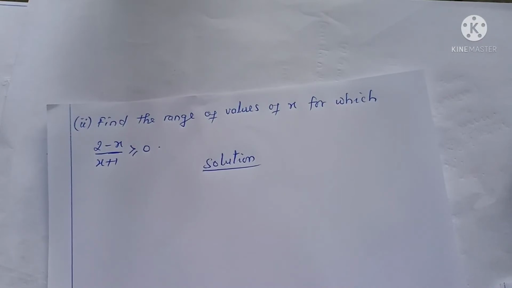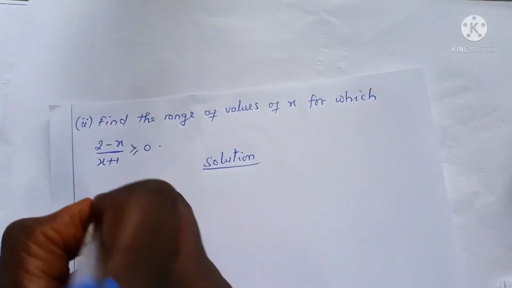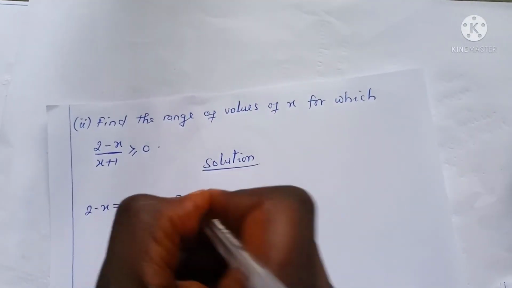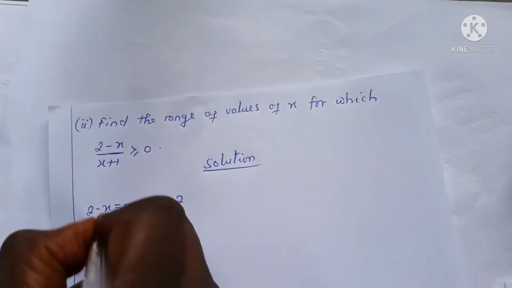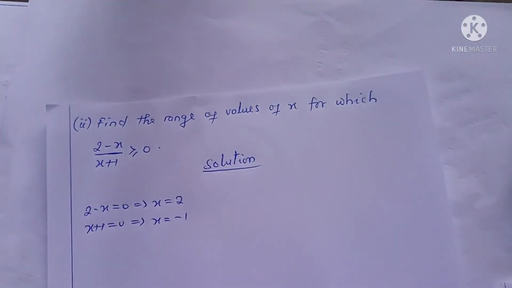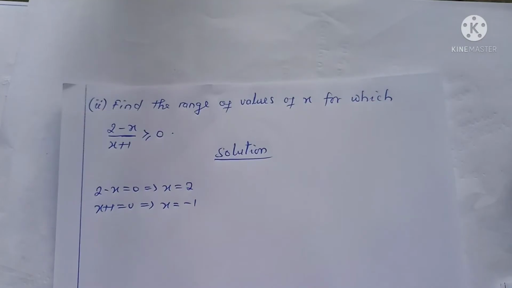And we know to get the critical values, you can equate 2 minus x to 0, and this implies that x is equal to 2. Secondly, if you equate x plus 1 to 0, we are going to have x equal to negative 1. So we need to represent these two values on the same number line.